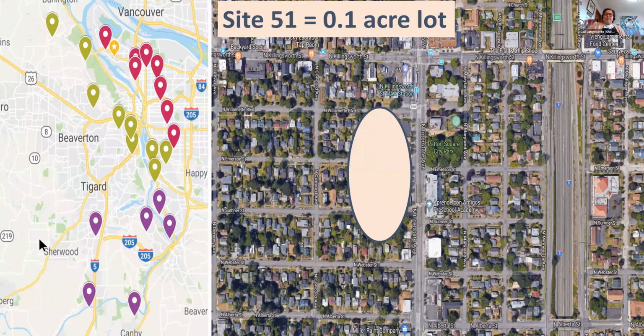Here is a map on the left-hand side of 22 gardens that we sampled for bee biodiversity. On the right-hand side is a satellite view of one of the sites. I want to point out that this site was one of our smallest sites. It was our second smallest site that we sampled for bees, just a few blocks from the I-5 corridor in a very urban area of Portland.